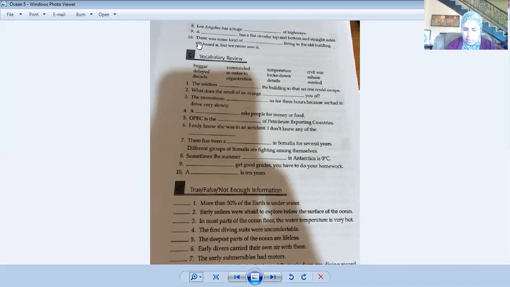Number 9, a cylinder. Why did I say a cylinder? Because it has a flat circular top and a bottom, which is also circular, and straight sides, right? Like the can that we put certain beans inside, and corn sometimes, you can buy it from the mall and so on. There was some kind of what living in the old building. Oh my gosh, this is scary. Kind of creature living in the old building. We heard it, but we never saw it. Oh my gosh, this is really scary.